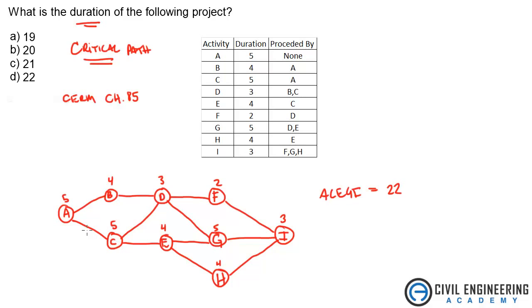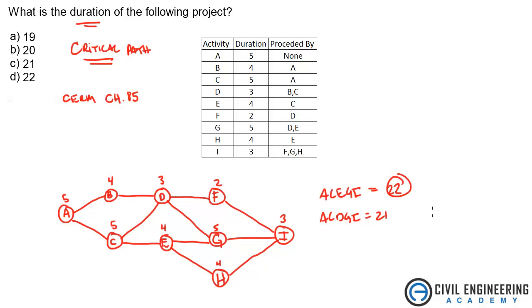Let's look at A, C, that's 10. D is 13. To G, 18. To I, that's 21. So A, C, D, G, I is 21. And I think anything else will not beat that. So A, C, E, H, I, that's 10, 14, 18, 21. So you can see that nothing here is going to beat that. So this is the longest that the project's going to take.